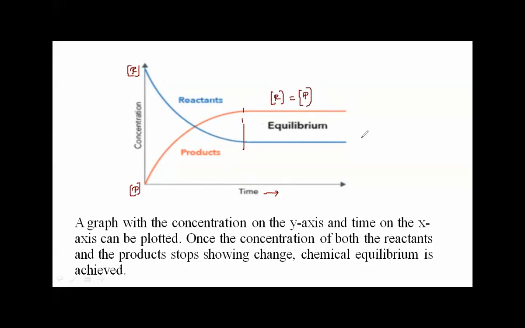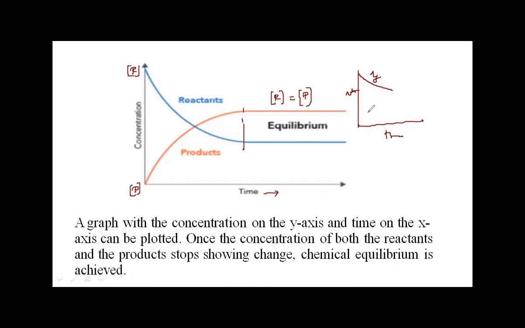It remains constant. That is called equilibrium state. Or when you show a rate of reaction with the time, we say in the beginning the rate of forward reaction is fast. As time goes on, it keeps decreasing.